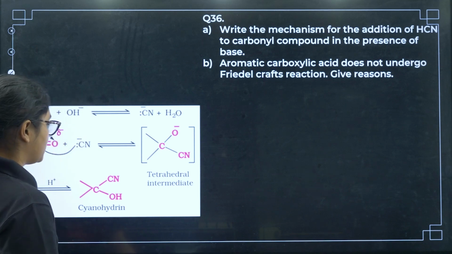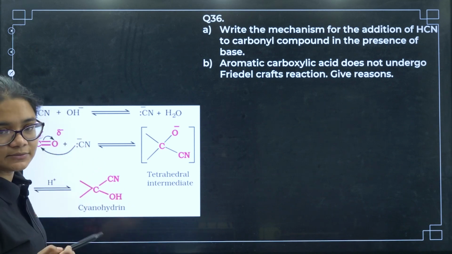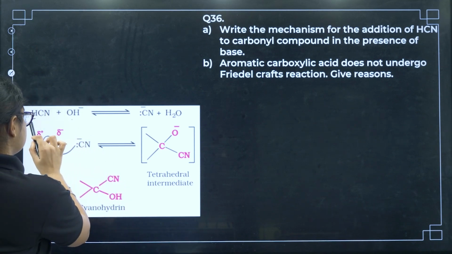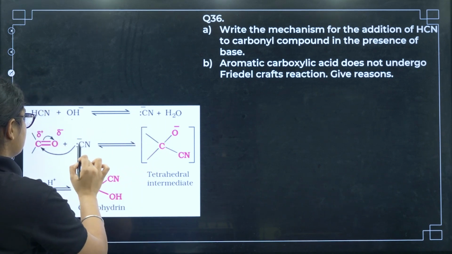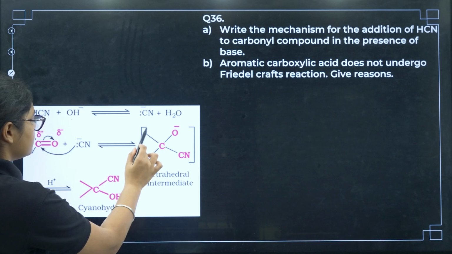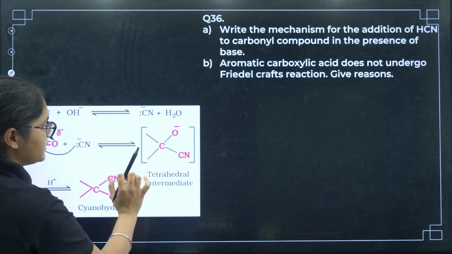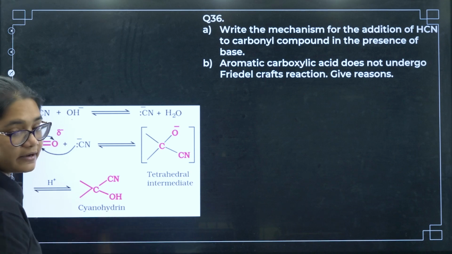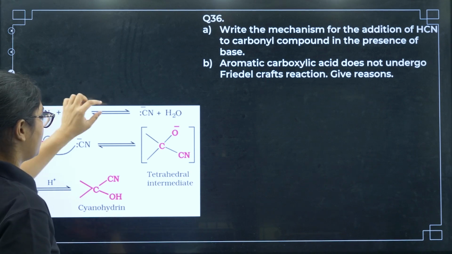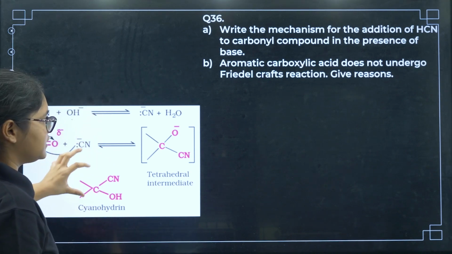First of all, HCN reacts with OH minus. This is a base, it takes the proton and we get H2O and CN minus. Now the CN minus can attack the carbonyl group to form a tetrahedral intermediate. Now from the medium this takes H plus to give you cyanohydrin. So that is the mechanism, 3 steps, 3 marks.